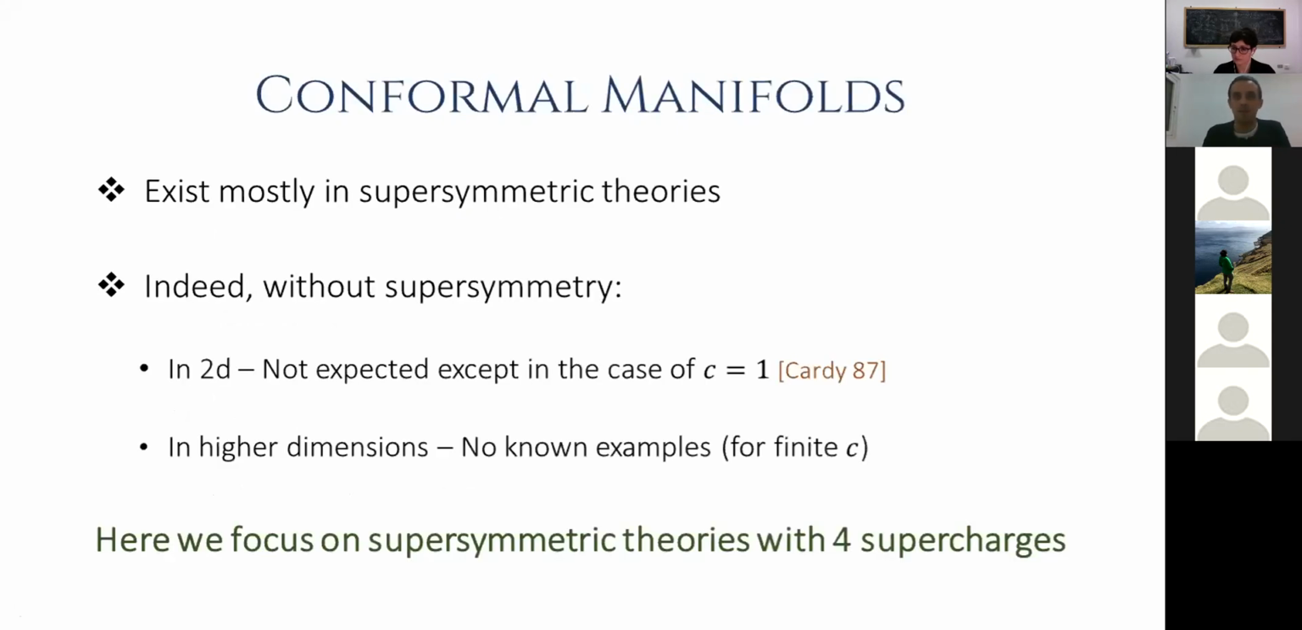Okay, so the main object that I'll consider is the conformal manifold, and these objects exist mostly in supersymmetric theories, and indeed without supersymmetry they're not expected. For example, in 2 dimensions, they're not expected except in the case where the central charge is equal to 1. And in higher dimensions, there are no known examples yet with finite central charge. So what we'll do is focus on supersymmetric theories with 4 supercharges. You can bear in mind 4d N=1 theories or 3d N=2 theories.